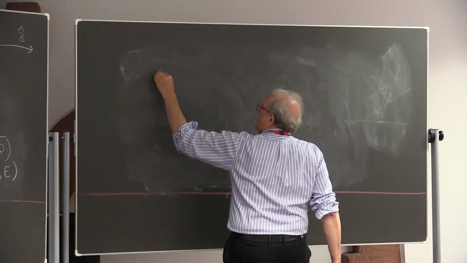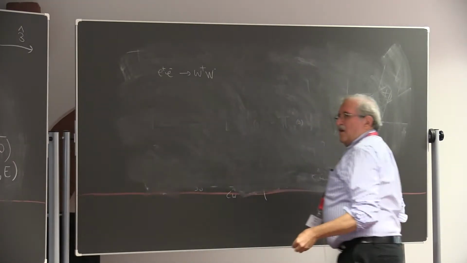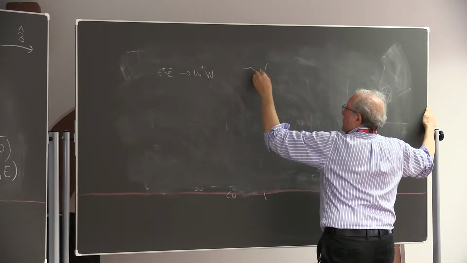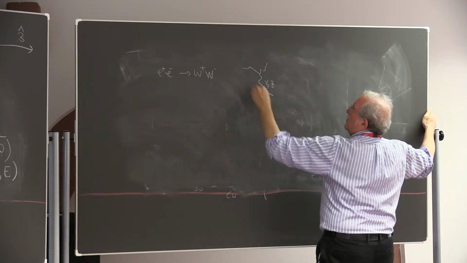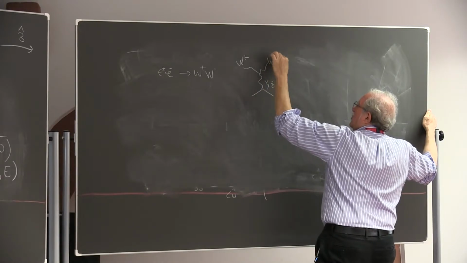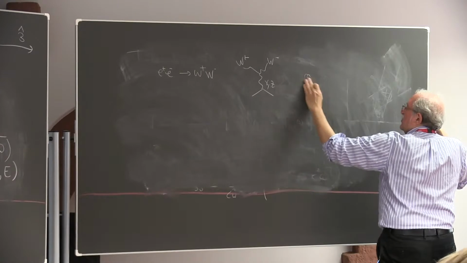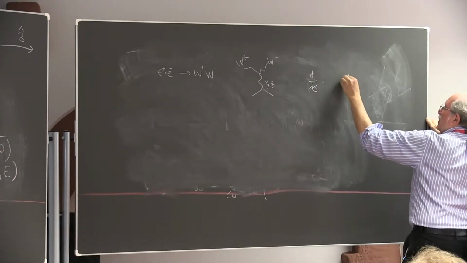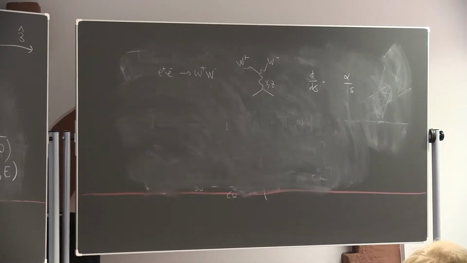Let's think about the process e+ e- to W+ W-. And let's try and estimate the cross-section for this process on the basis of one Feynman diagram. So let's have a photon or a Z here. Let's produce W+ W-. The amplitude for this diagram, the cross-section for this diagram, is going to be something like alpha over, I wrote this down. Maybe I should write this down correctly.